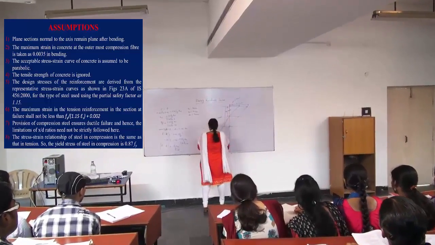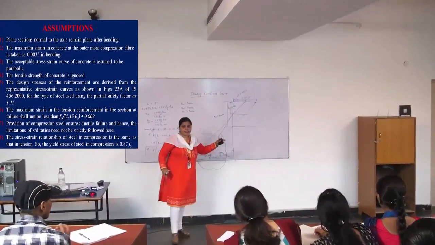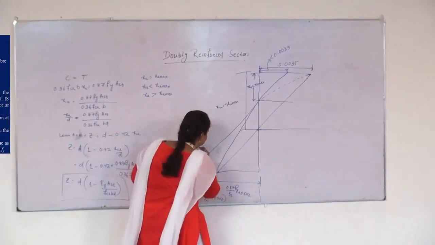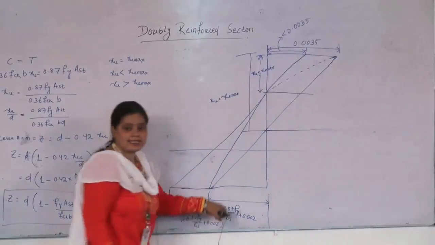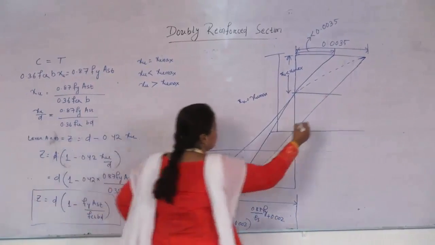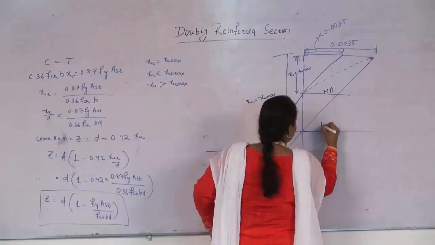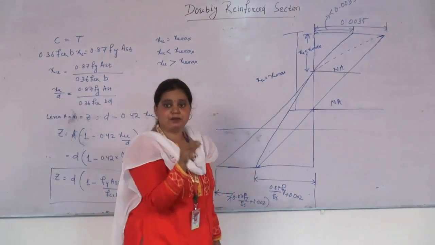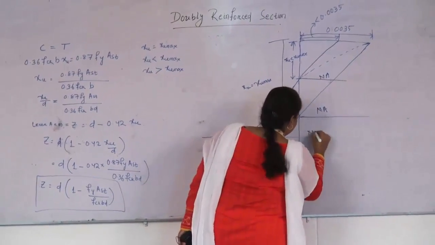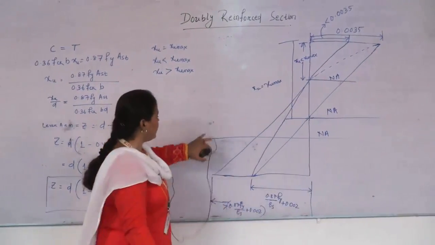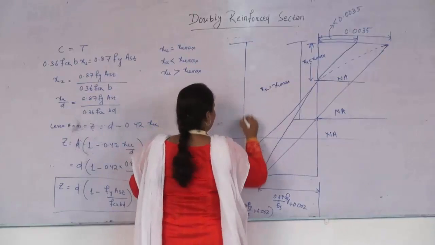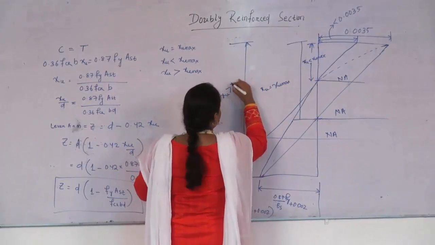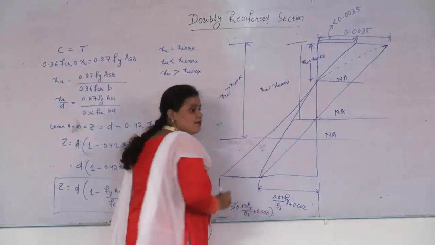Now I am going to find out XU greater than XU max. Whenever XU is greater than XU max, suppose the neutral axis lies here. These are neutral axes. For different conditions, I am showing you the position of the neutral axis. So when XU is greater than XU max, what happened? It is just the reverse of this.